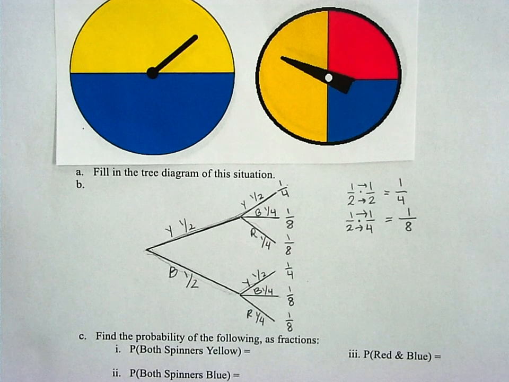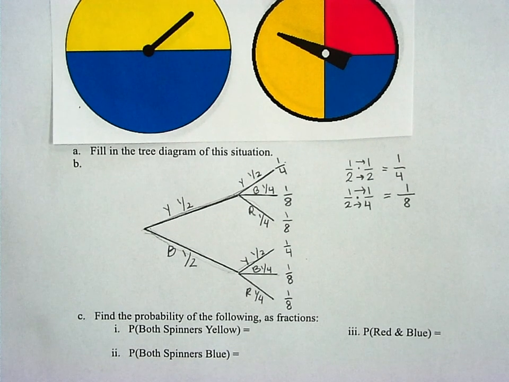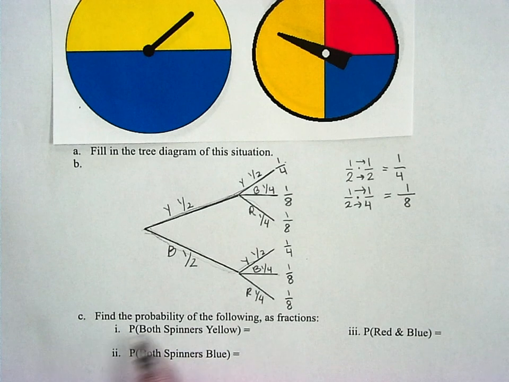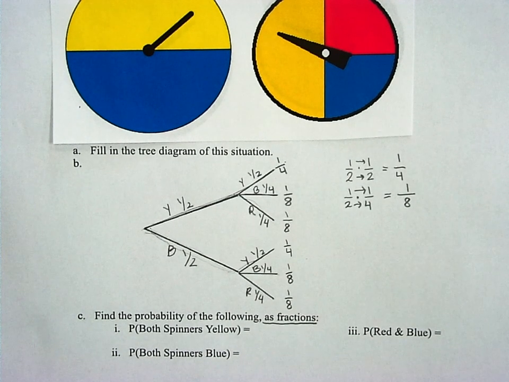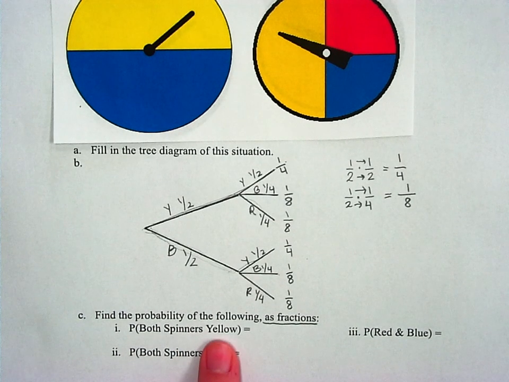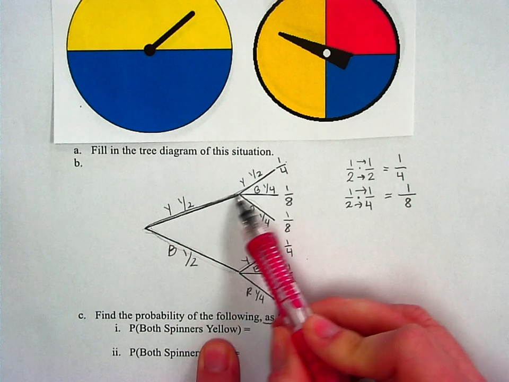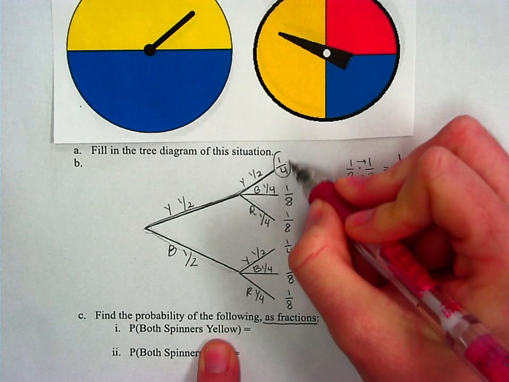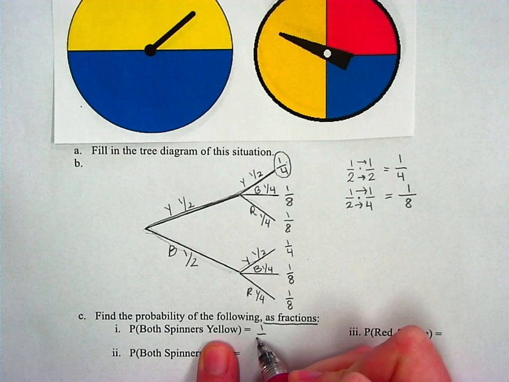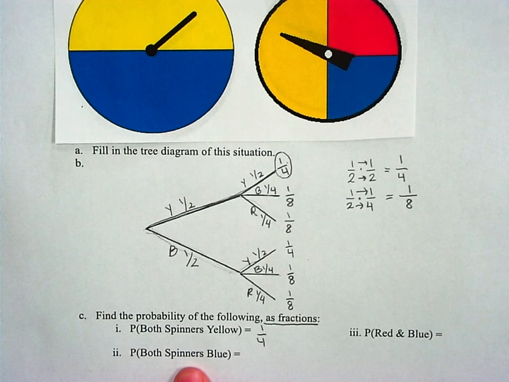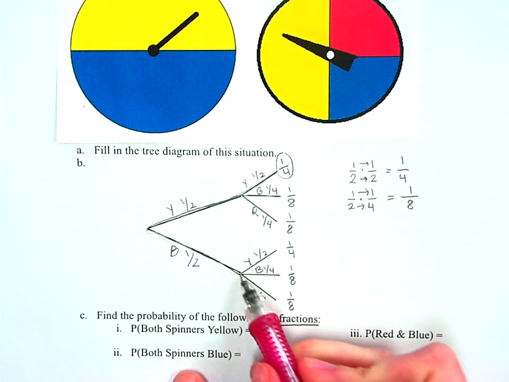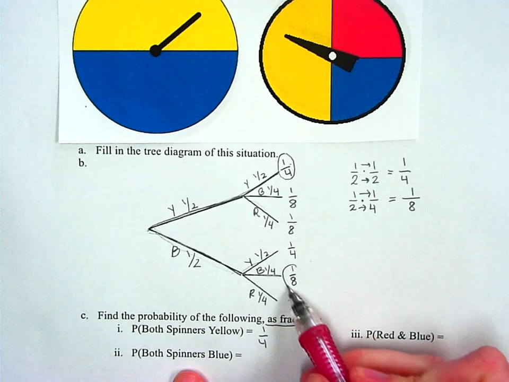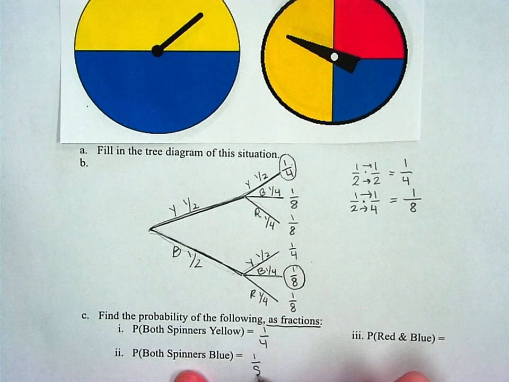Okay, now that I have my tree diagram filled in, I'm able to answer the questions that they want to know the probability of. So find the probability of the following as a fraction. So this is good that we left them as fractions, not as decimals, because that's how we're going to answer the question. What's the probability that both spinners land on a yellow? So that would be this track right here, yellow, yellow. The probability of that is 1/4. What's the probability both spinners land on a blue? Okay, so that would be blue and blue. So the probability of that would be 1/8.